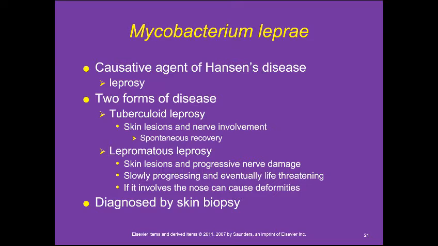There are two forms of the disease. There is tuberculoid leprosy and lepromatous leprosy. In tuberculoid leprosy, there is a skin lesion and nerve involvement. Then, spontaneous recovery. So, you will recover on your own, no? However, lepromatous leprosy involves skin lesion and progressive nerve damage. Slowly progressive and eventually life-threatening.